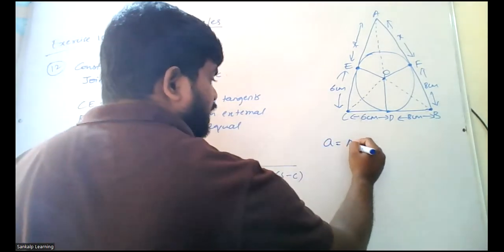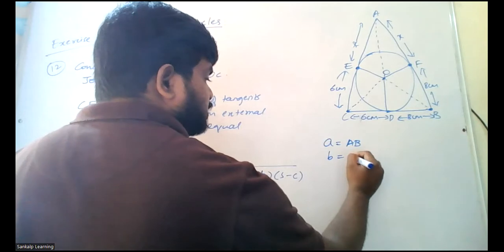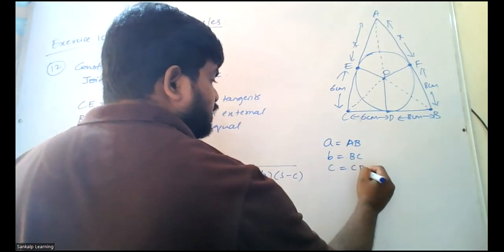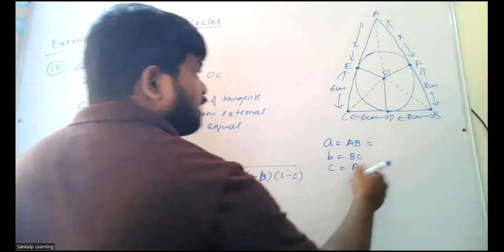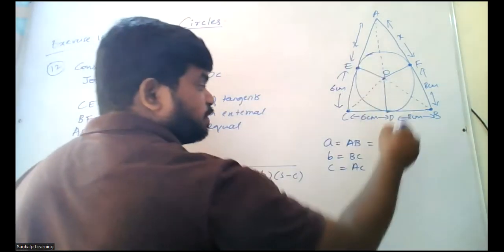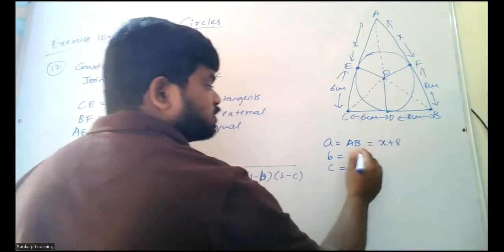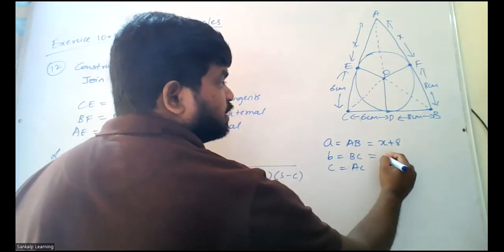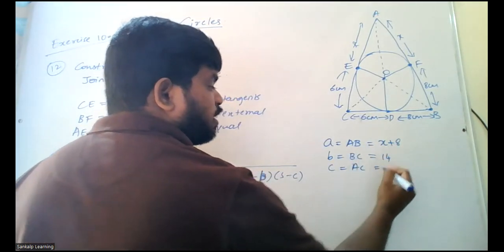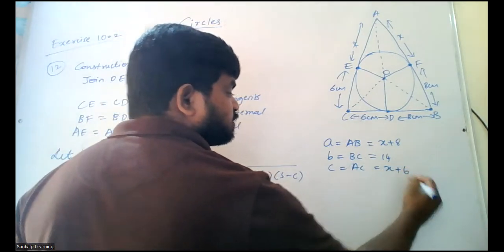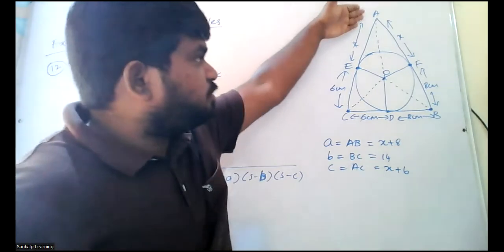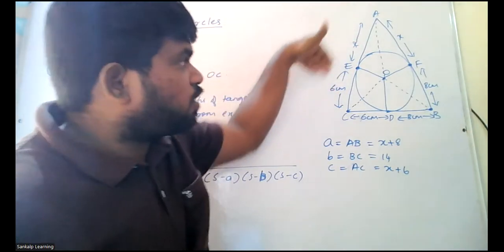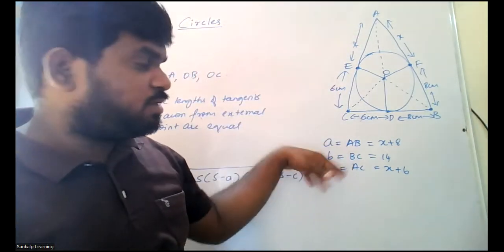Let's take a as AB, b as BC, c as AC. What is the value of AB? The value of AB is x plus 8. And what is the value of BC? BC is 8 plus 6, which is 14. And the value of AC is x plus 6. These are the three sides of the triangle. This complete side, this is x and this is 6, so the total will be x plus 6. That is your a, b, c.